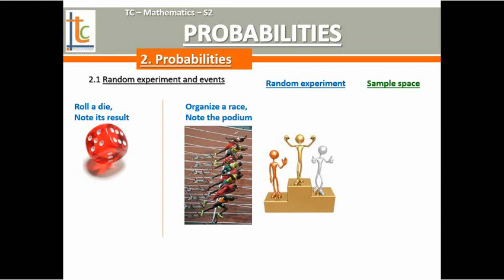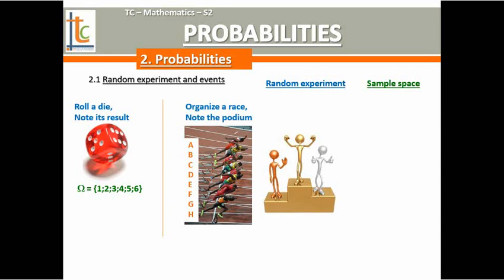Now you've got to know what the sample space is. We already defined it. This is the set of all the possible results of your experiment. The first one with your die is very simple. This is the set {1, 2, 3, 4, 5, 6}. But on the right, what are the possible outcomes of the experiment race between 8 opponents?